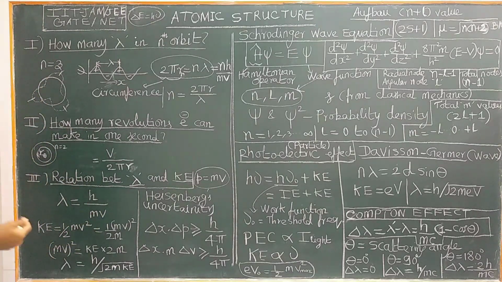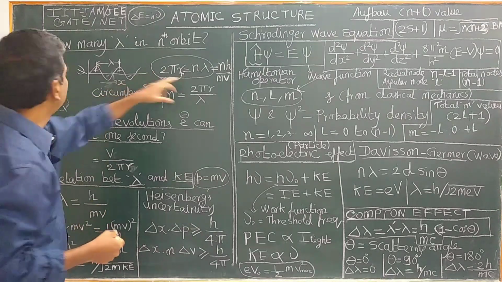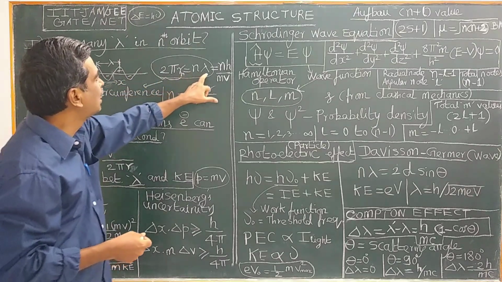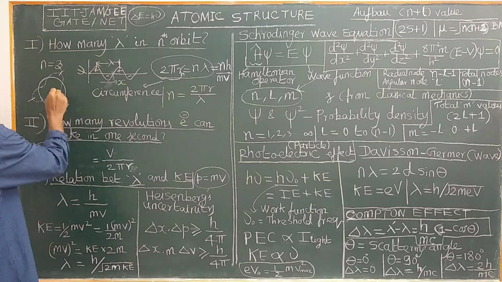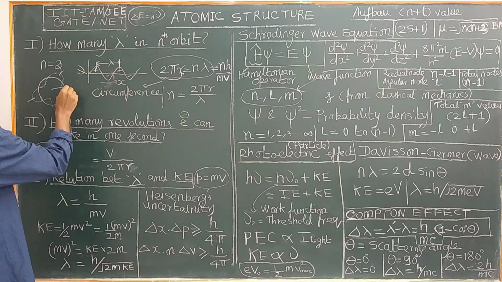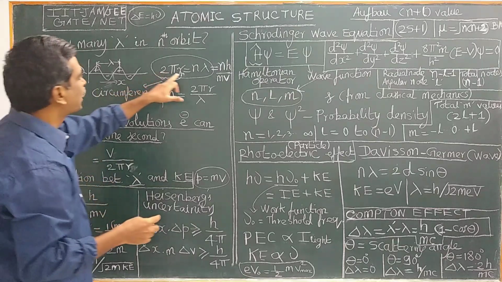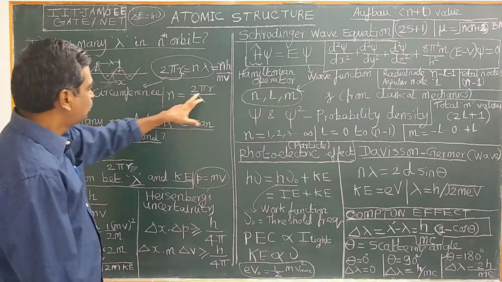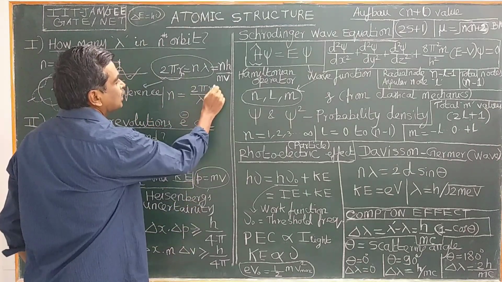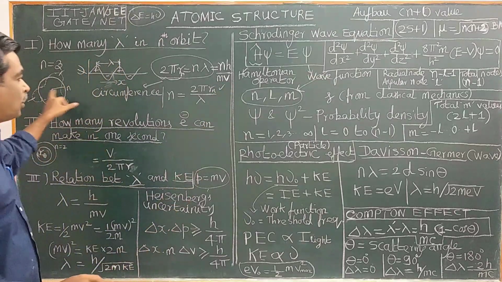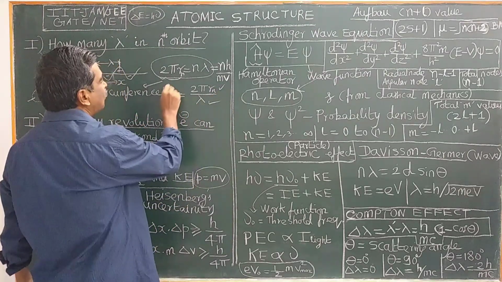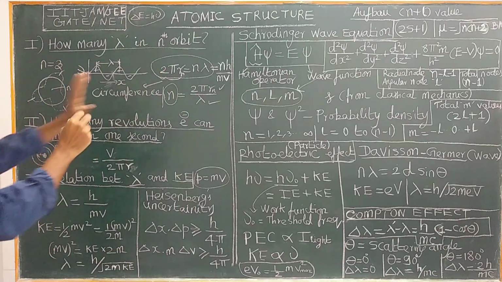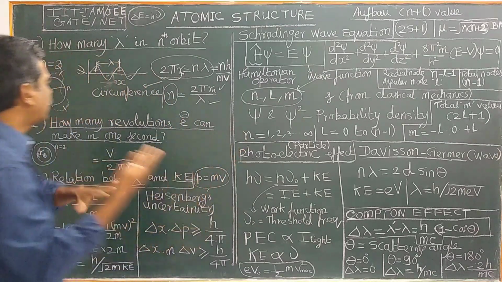Okay, a problem may be asked on this. The circumference of the circle is 2 pi r. For the radius of the nth orbit, 2 pi r equals n lambda. Now, for example, if they have given the radius of the Bohr orbit and the wavelength, you can calculate the value of n, the orbit number. Using this simple formula, they will ask several types of questions.